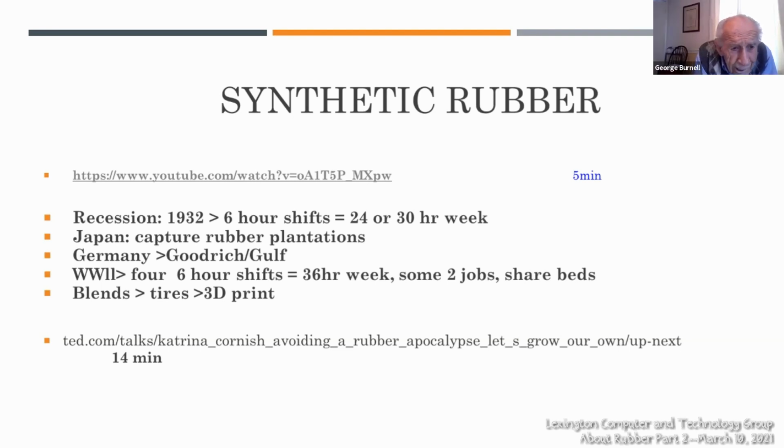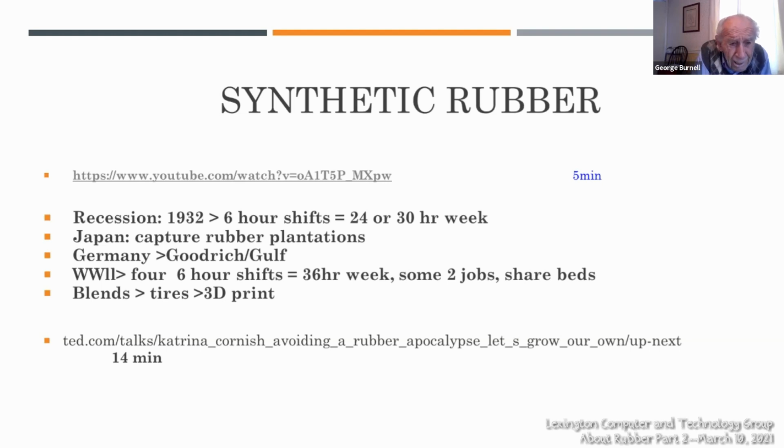So to follow on this, historically in 1932, we have a recession, and in order to survive, the industry dropped to 6-hour shifts for a 4-day and sometimes only a 3-day week. So they'd work 18 hours. Salesmen would be out there trying to get an order. They get an order, they come in, they'd make the product. So the whole rubber industry went on 6-hour shifts rather than 8, and they went on 24 or 30-hour weeks.